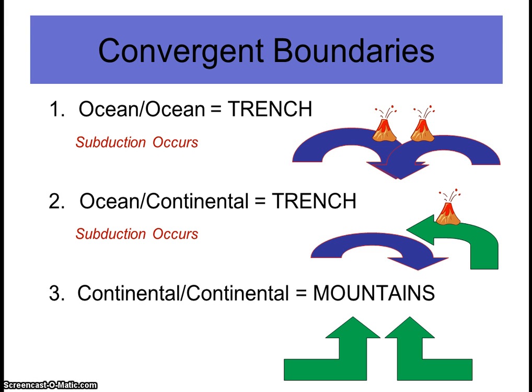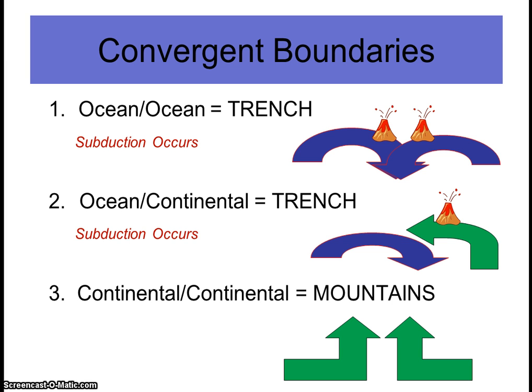Number two, you have an ocean-continental collision. So if you follow the arrows, the blue arrow is the ocean floor sinking underneath the green arrow, which is the continent. So the continent rises above, but again, you also get a trench there because ocean floor is sinking, so that's an underwater valley. And then you get magma that forms with a volcano that's on the continent.